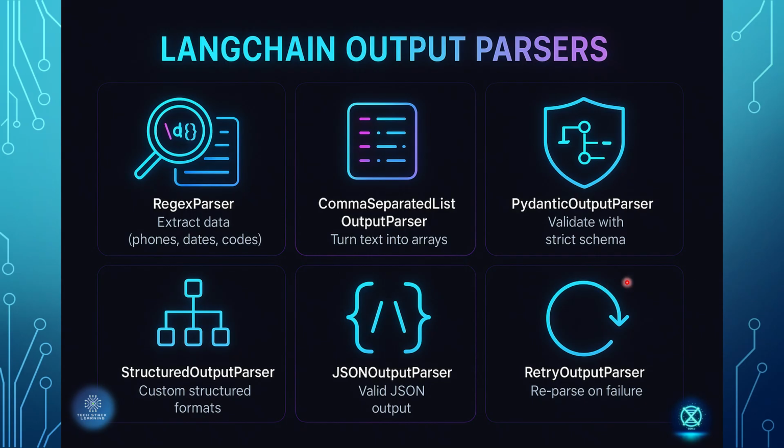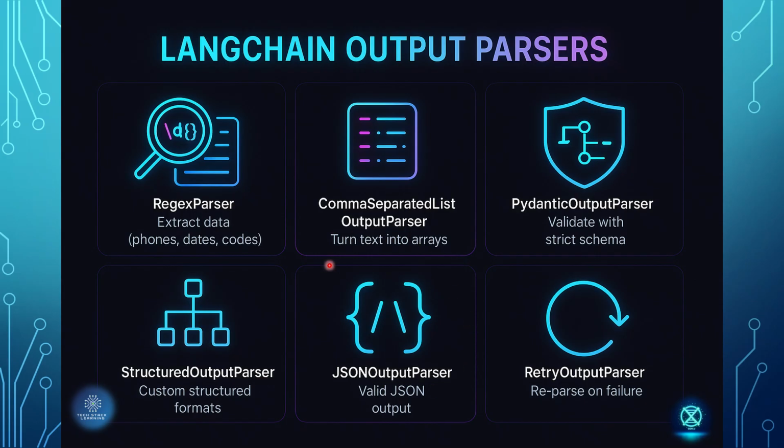Then comes the Pydantic output parser. This validates and converts the output into Pydantic models, enforcing the schema. Strict schema validation is done, ensuring fields like name are a string or age is an int. It will be enforcing the schema type. Then we have the structured output parser, which enforces a custom schema definition using LangChain schema helpers. For example, if you have a JSON schema for a question-answer pair, it will ensure the output is aligned to that structure.